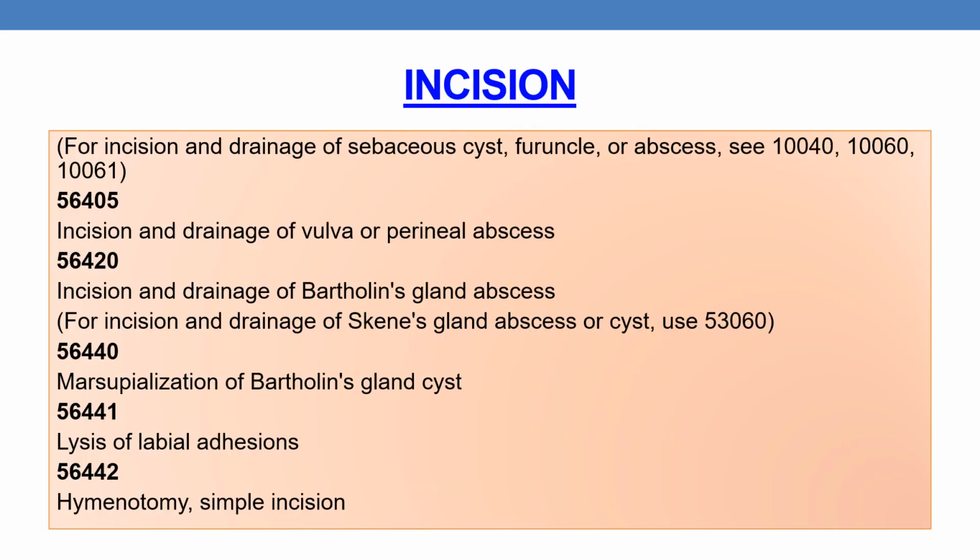Now coming to the CPTs for incision. Before that, for incision and drainage of sebaceous cyst, furuncle or abscess, you need to refer to 10040, 10060 and 10061. The next is 56405, incision and drainage of vulva and perineal abscess. And the next CPT is 56420, incision and drainage of Bartholin's gland cyst. And for incision and drainage of Skene's gland abscess or cyst, you need to refer to 53060.